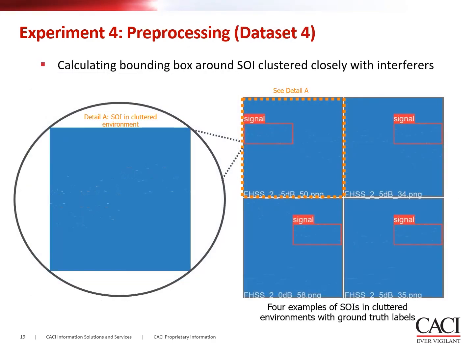Detail A on the left shows an example of a signal of interest in a cluttered environment as described in dataset 4. The image on the right shows 4 examples of the ground truth bounding box labels around the signal of interest in the described environment.